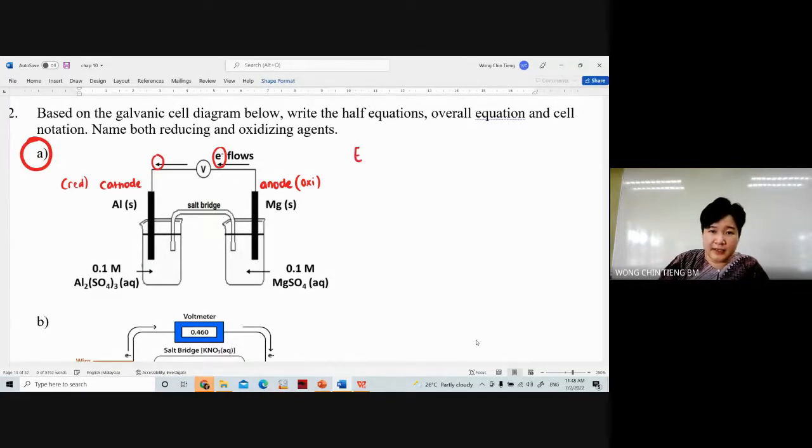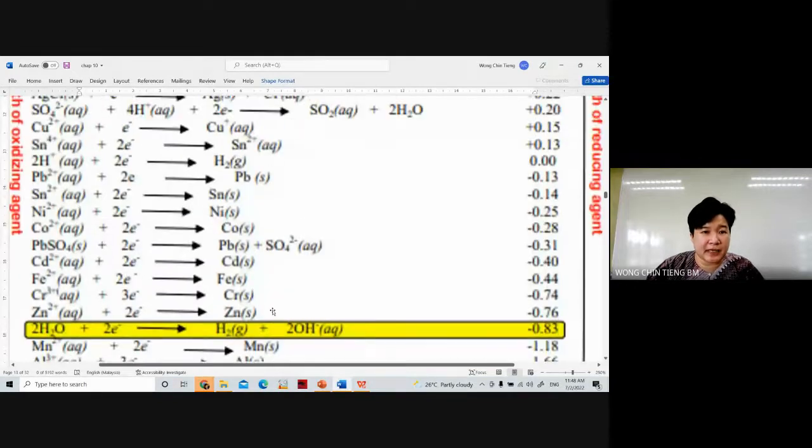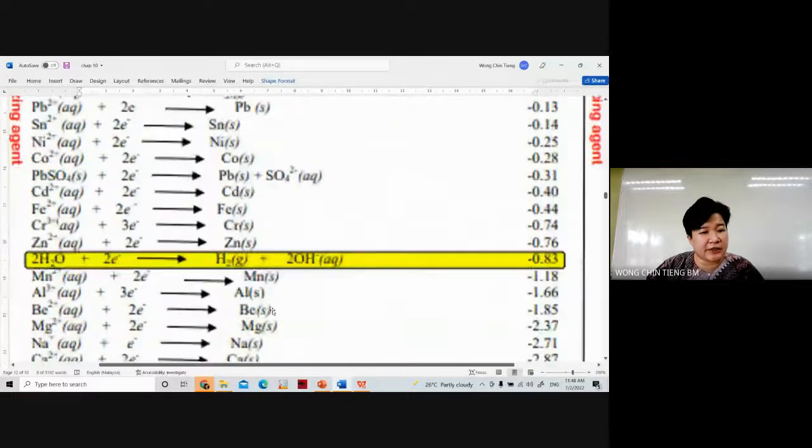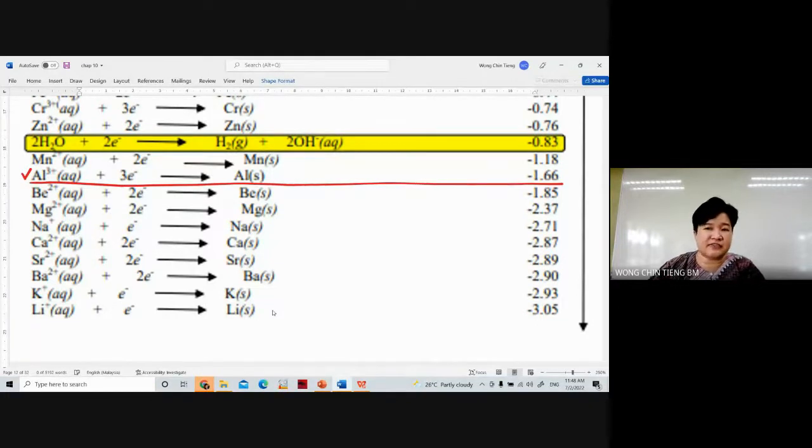So, my E0 cell. Kalau saya nak kira E0 cell. Assume dia satu ya. Yang ni bukan soalan calculation. Cuma saya nak jadikan dia soalan calculation. Assume dia satu. So, my E0 cell will be my E0 cathode minus my E0 anode. Okay. So, my E0 cathode adalah siapa? Cathode saya adalah aluminium. Calculation dia macam mana? Senang je. Pergi pada table kamu, cari aluminium kat mana. Saya jumpa aluminium kat sini. Nampak tak aluminium? Aluminium saya sekarang adalah negatif 1.66.